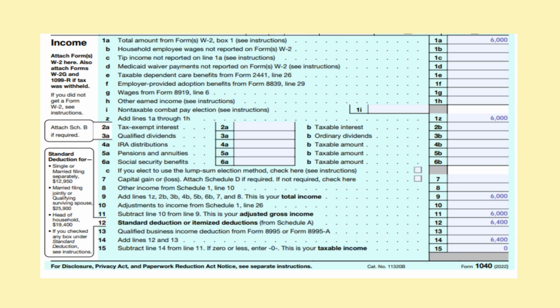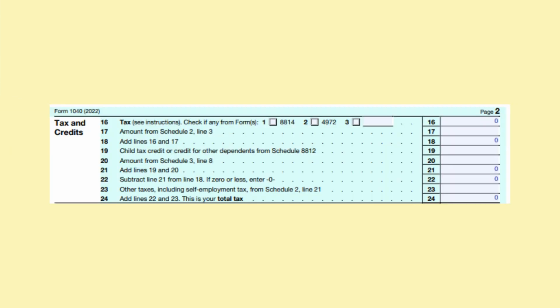Enter your standard deduction on line 12 and carry that amount down to line 14. Subtract line 14 from line 11 to arrive at 0 for your taxable income, since your standard deduction exceeds your adjusted gross income. Since your taxable income is 0, your tax will be 0. So put 0 on lines 16, 18, 21, 22, and 24.